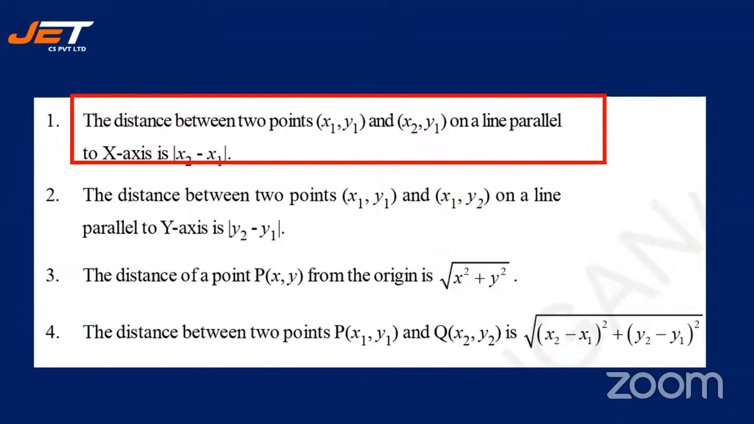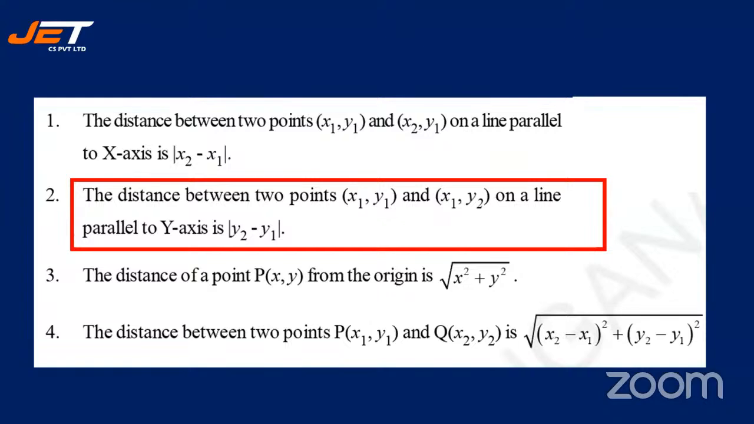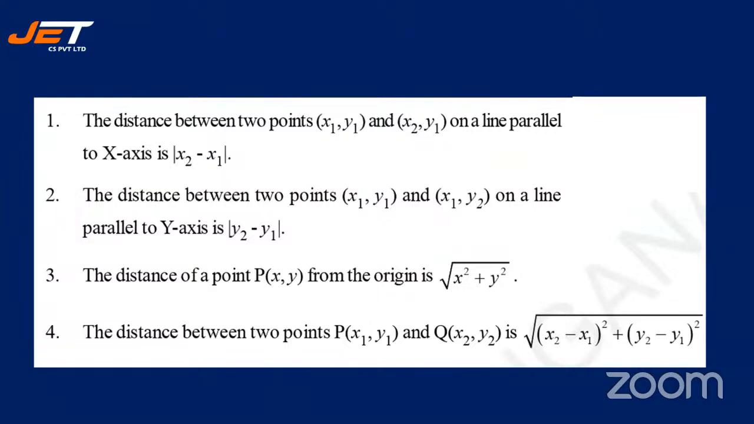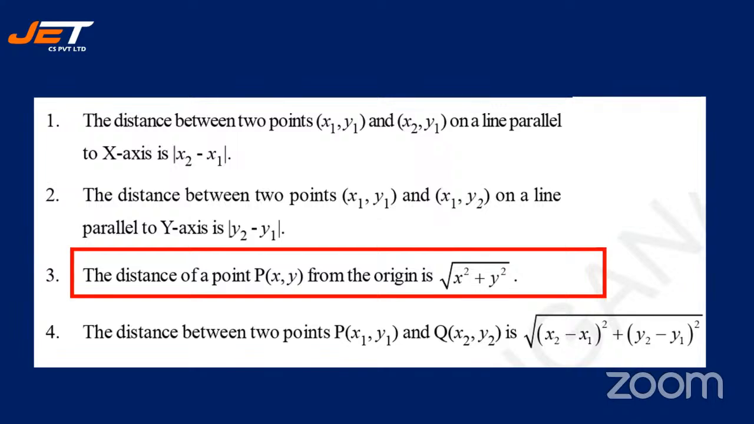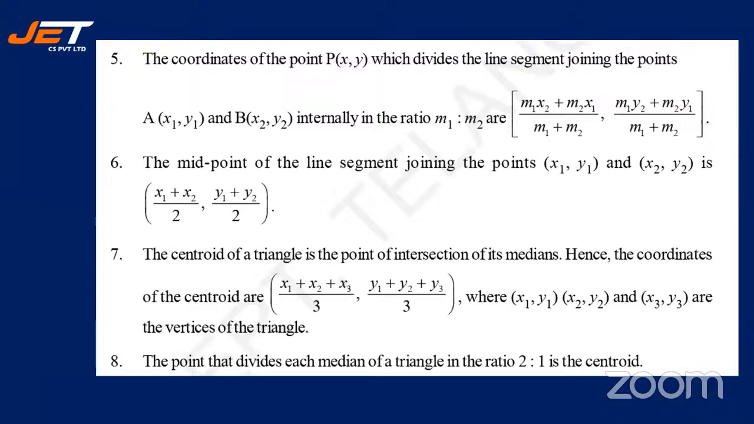Distance between 2 points x1, y1 and x1, y2 on a line parallel to y-axis is y2 minus y1. Next is the distance of a point P of x comma y from the origin is root of x squared plus y squared. And very important formula, the distance formula. The distance between 2 points P of x1, y1 and Q of x2, y2 is root of x2 minus x1 the whole square plus y2 minus y1 the whole square.